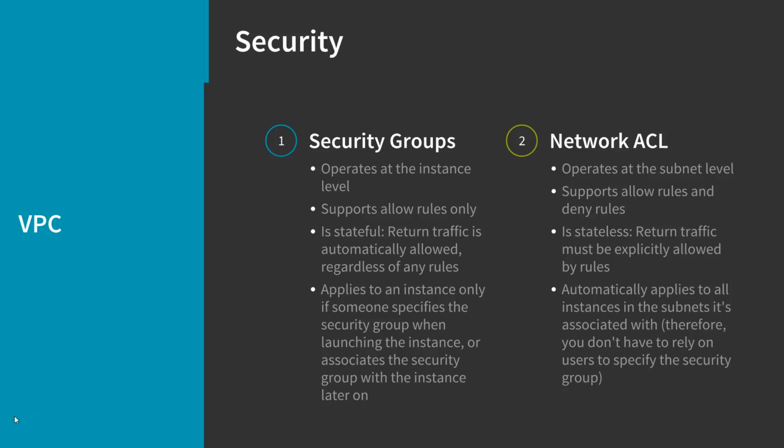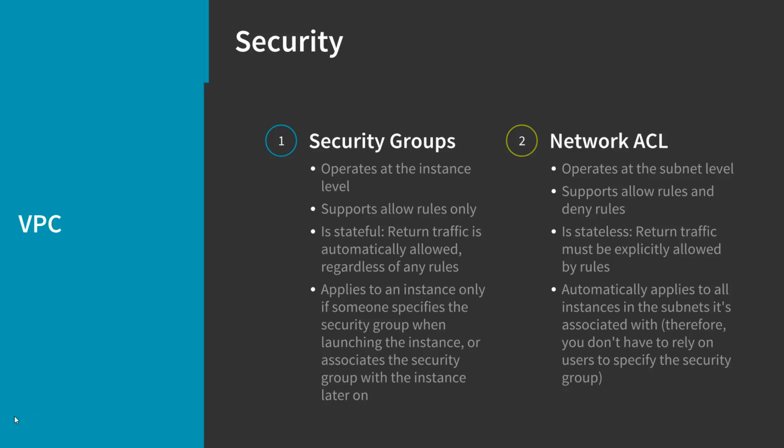So, just to reinforce the differences between security groups and network ACLs, let's compare them side by side. First of all, security groups operate at the instance level, where network ACLs operate at the subnet level. Security groups support only allow rules, while network ACLs support both allow and deny rules. Security groups are stateful, meaning return traffic is automatically allowed regardless of any rules, while network ACLs are stateless, meaning the return traffic must be explicitly allowed by rules.